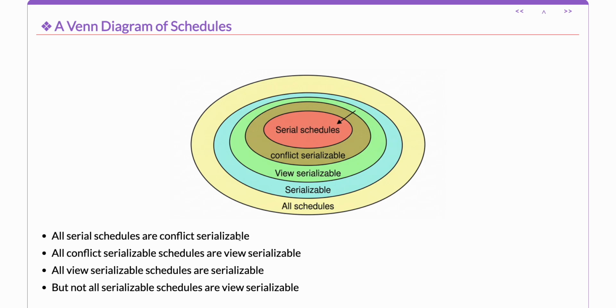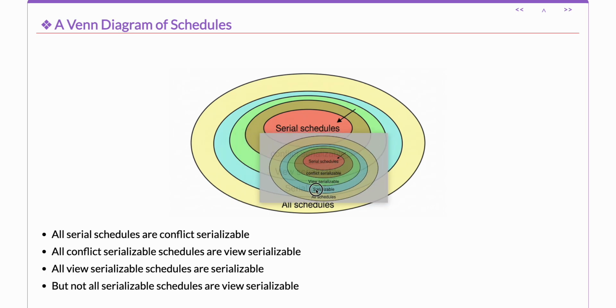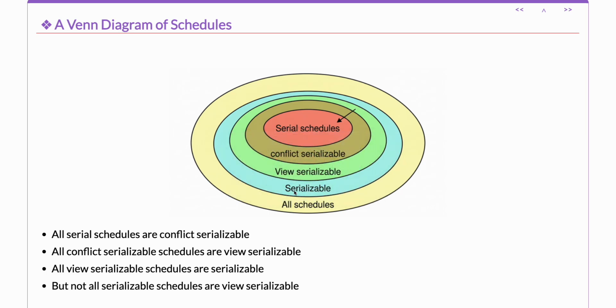Okay, so basically, due to the fire alarm, we have a few more things we needed to discuss. So basically, we talked about the Venn diagrams of schedules. We have all schedules, and often we're given a concurrent schedule. We need to check whether it is serializable, and conflict serializable and view serializable schedules.